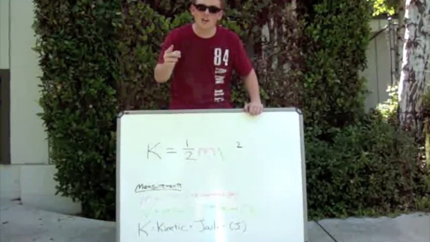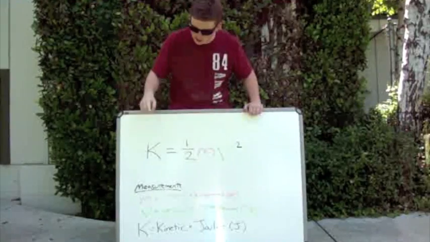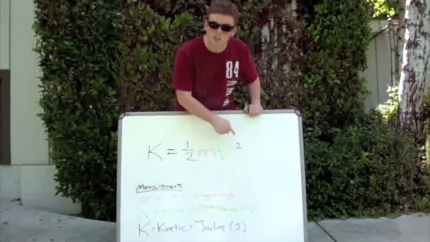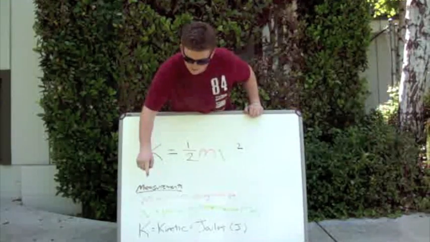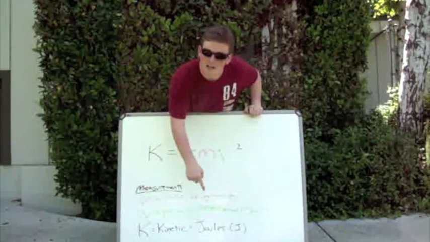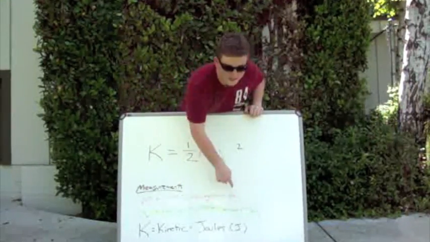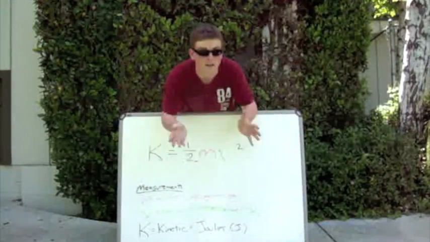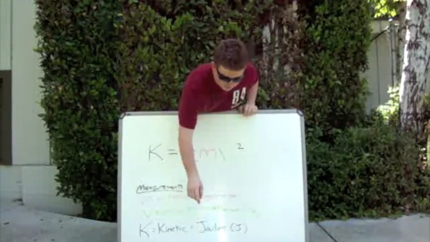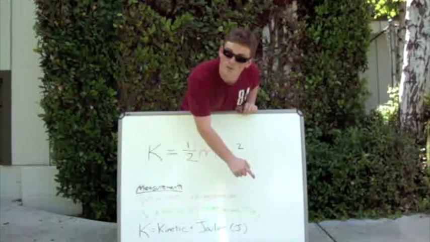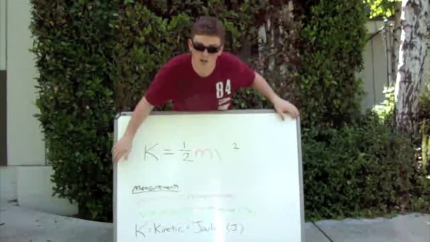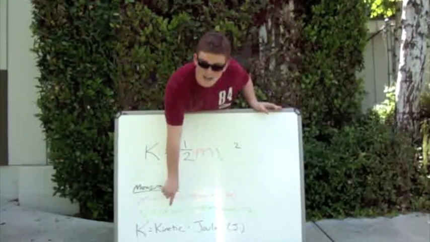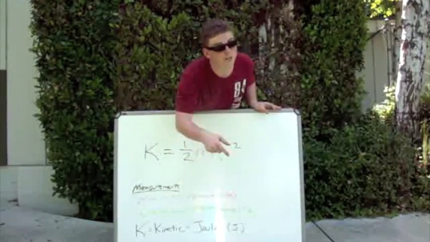Now I'm only going to tell you this one more time, so pay attention. Kinetic energy is equal to 1/2 mv squared. Measurements. M is mass, which is measured in kilograms, or kg. V is velocity, or speed, depending on how you think of it, which is measured in meters per second, or m over s. When you put that together, along with the 1/2 and the square of v, it makes kinetic energy, which is measured in joules, or J.